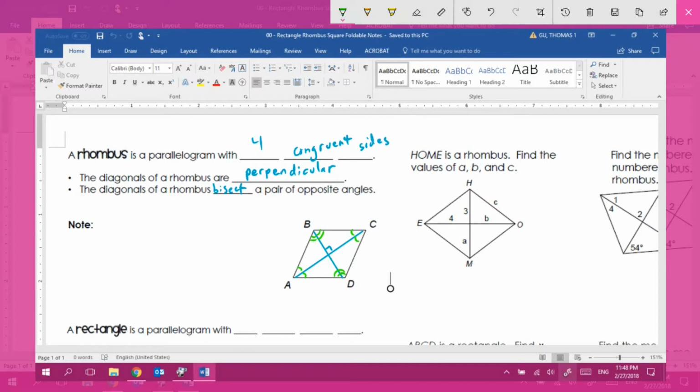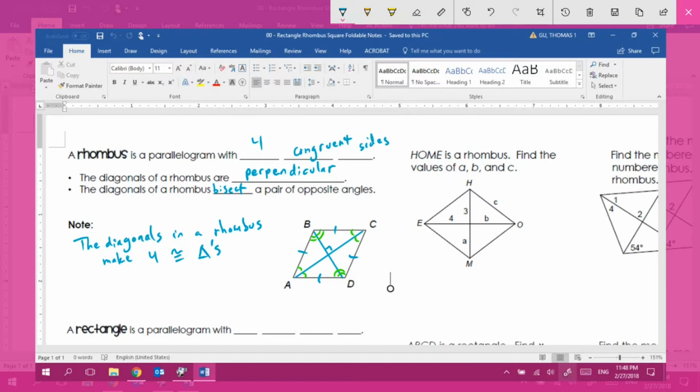And let's make a note here that the diagonals in a rhombus make 4 congruent triangles. So as you can see, these diagonals actually make 4 triangles that are all exactly the same. Now I didn't label something. What did I not label? There are 4 congruent sides. So now I'm going to label that all sides are congruent. So you can see there are 4 congruent triangles created by the diagonals.